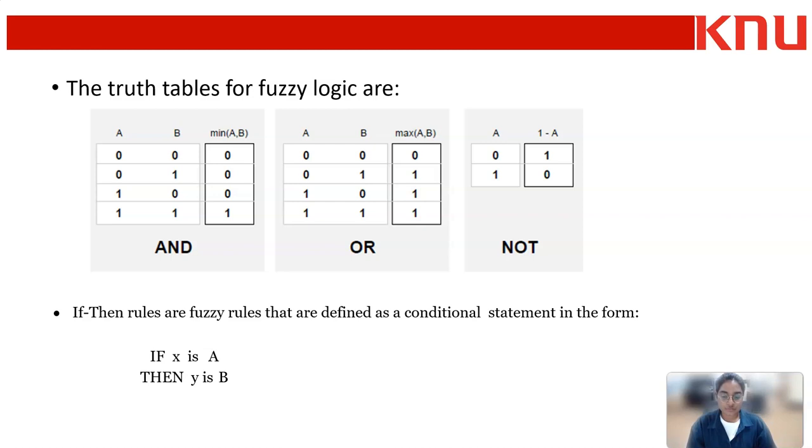The if-then rules are fuzzy rules that are defined as conditional statements in the form of if x is A, then y is B. Here if is the antecedent and then is known as the consequent.